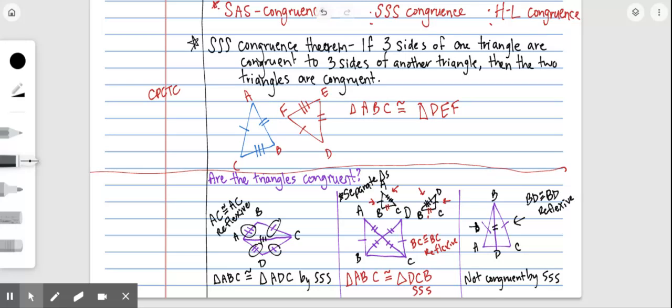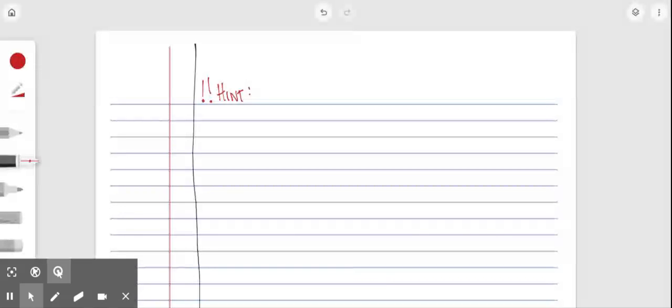All right. Any questions you have, please make sure that you make note of them or ask them. I'm going to start a new page. So make sure you pause this and you have that written down. Okay, I'm going to start this page with that hint from last page: when you see overlapping triangles, redraw them separately.